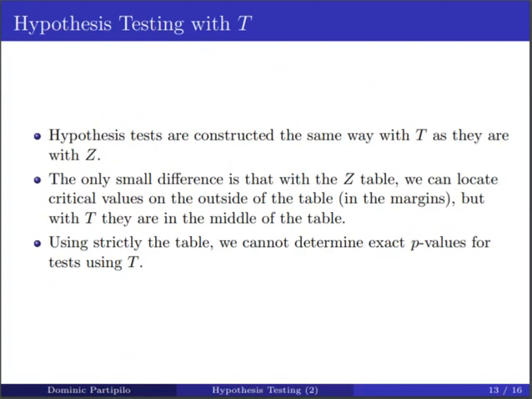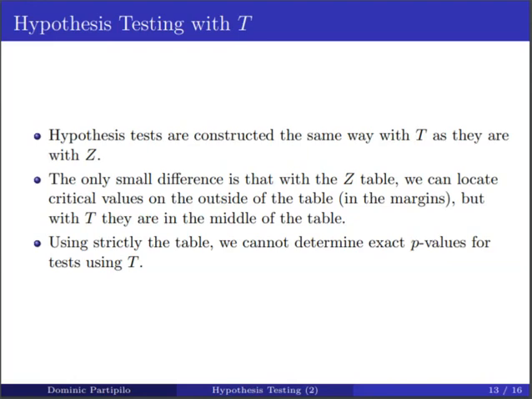So, now let's start talking about hypothesis testing using t. The nice thing is that the process is pretty much the same with t as it is with z. And the only small difference here, which could cause us some problems, is that the tables are structured in different ways. Remember, with the z table, we had the critical values on the outside of the table, but instead, with the t table, the critical values are on the inside of the table.